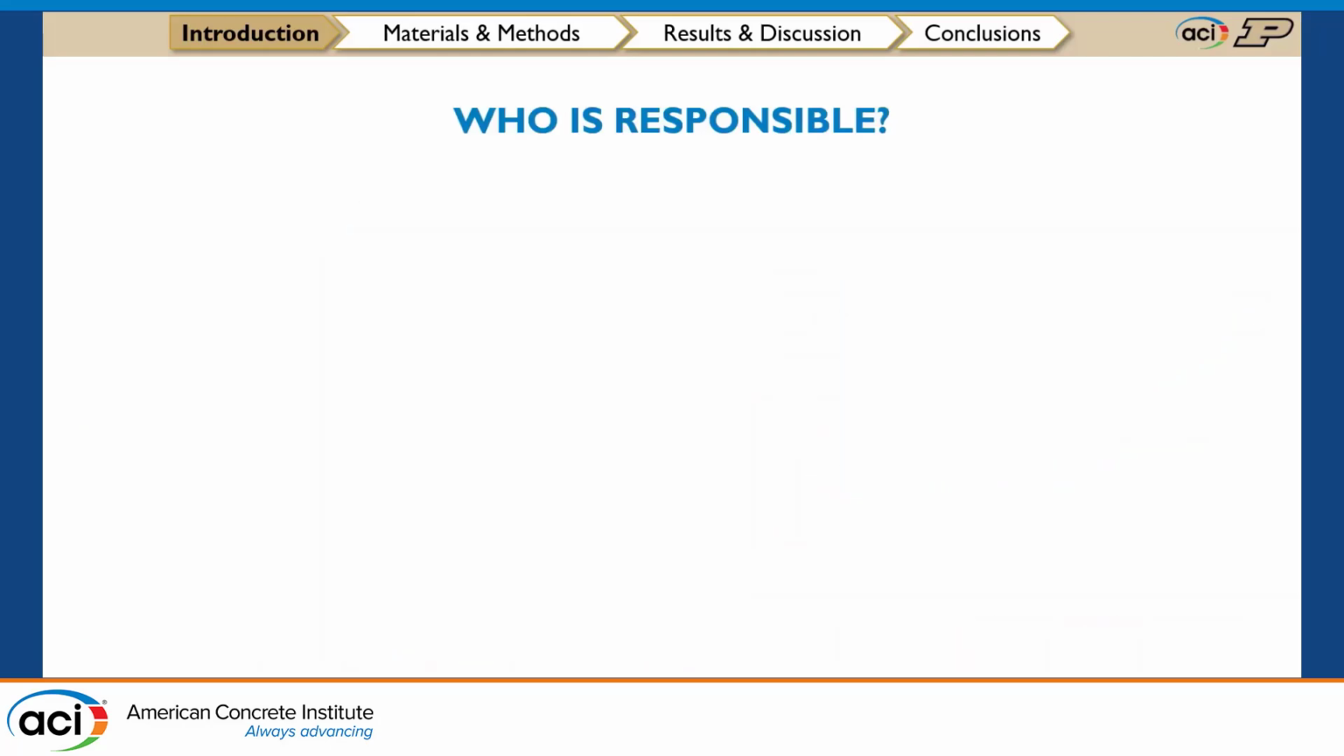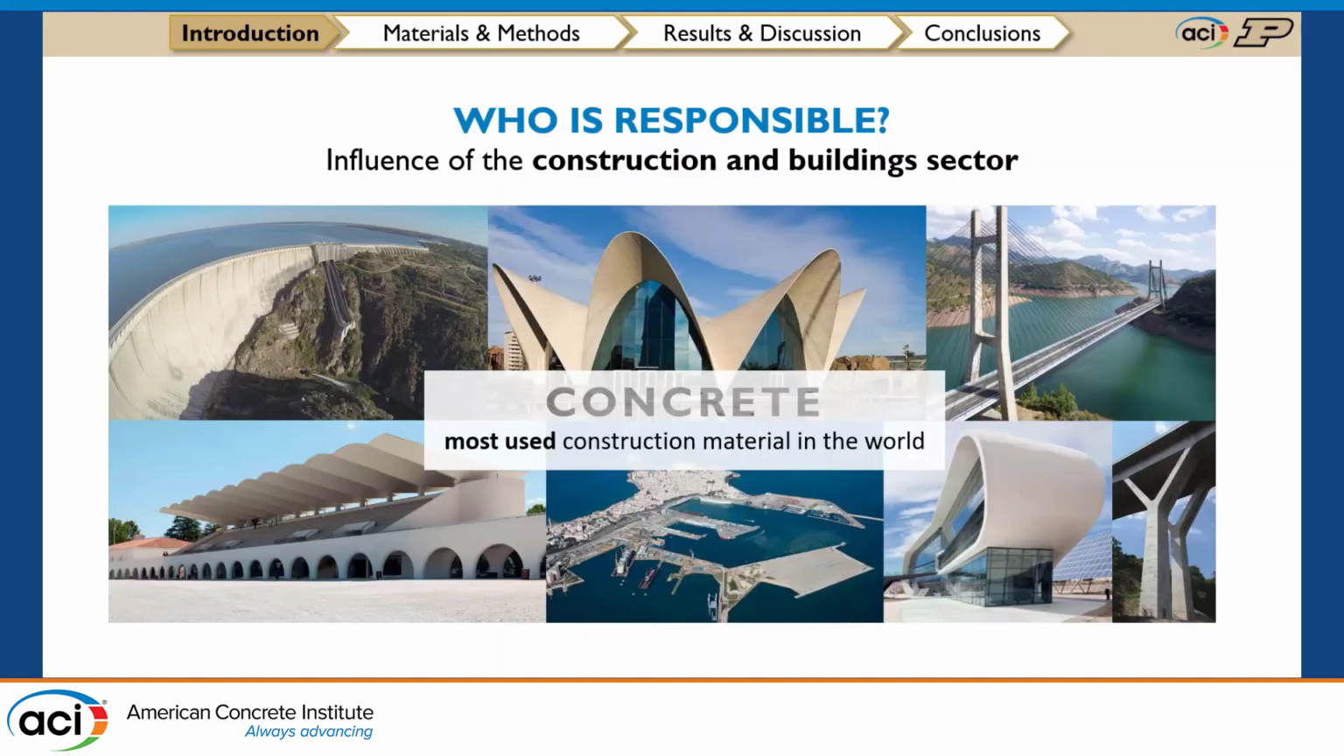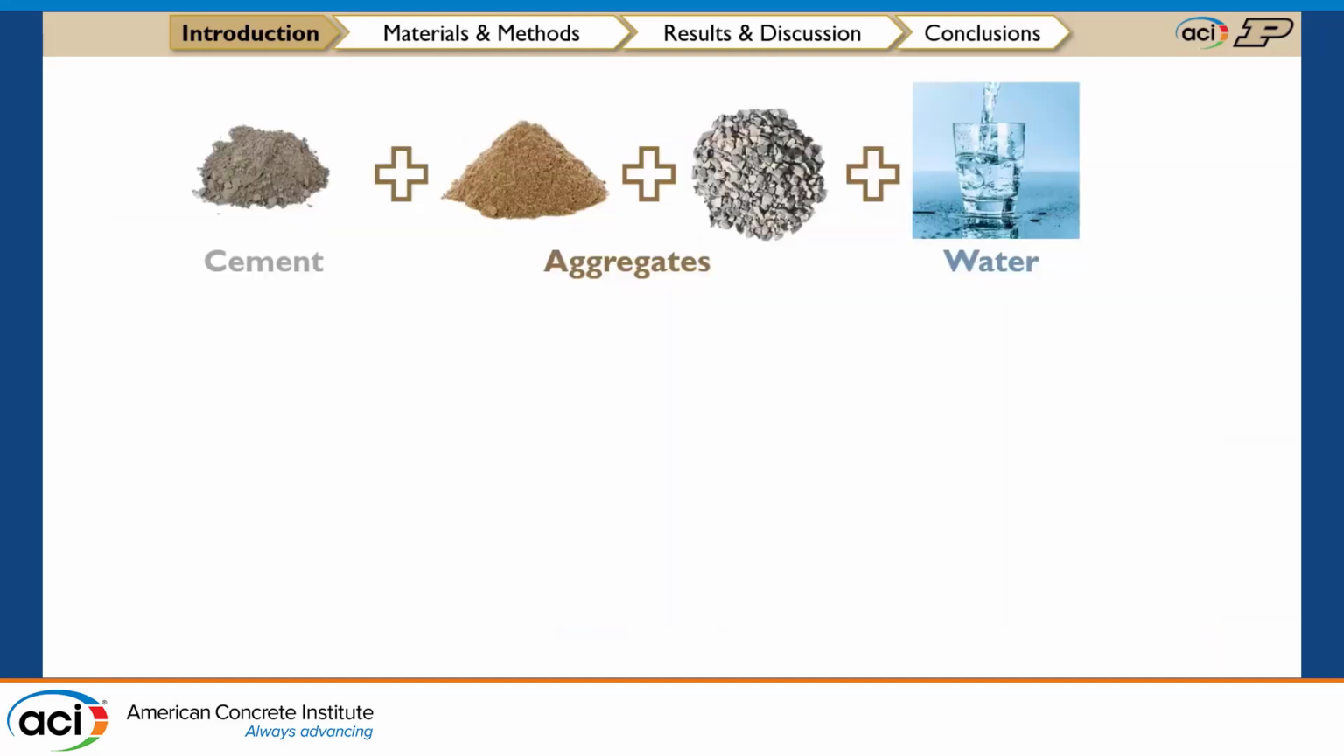So who is to blame for these emissions? There's a lot of industries involved, of course, but the construction and building sector is a big one, as you all know. Concrete is the most used construction material in the world because it's a very good material in many aspects. However, it does have a big environmental impact.